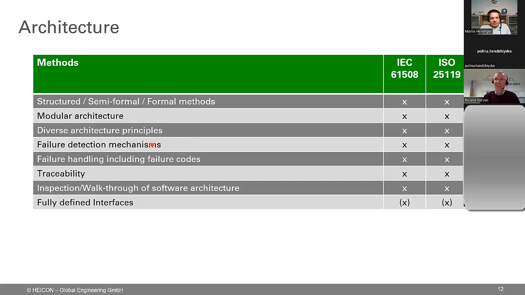So diverse architecture principles, then failure detection mechanisms, failure handling, including failure codes is mentioned. I have a full slide of experience later on in the next slide, so I will show you that. So this is of course important in the architecture. You have to do safety software. Actually, most of the safety software is handling failures. This is very often the case. If you take some aerospace software, you have sometimes 80% of all the lines of source code handling some failures. And there are two different kinds of failures: external and internal failures.